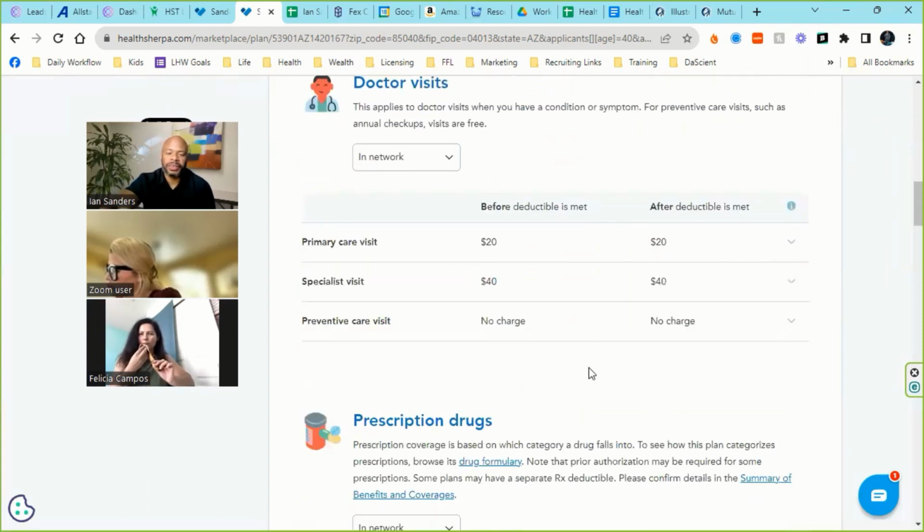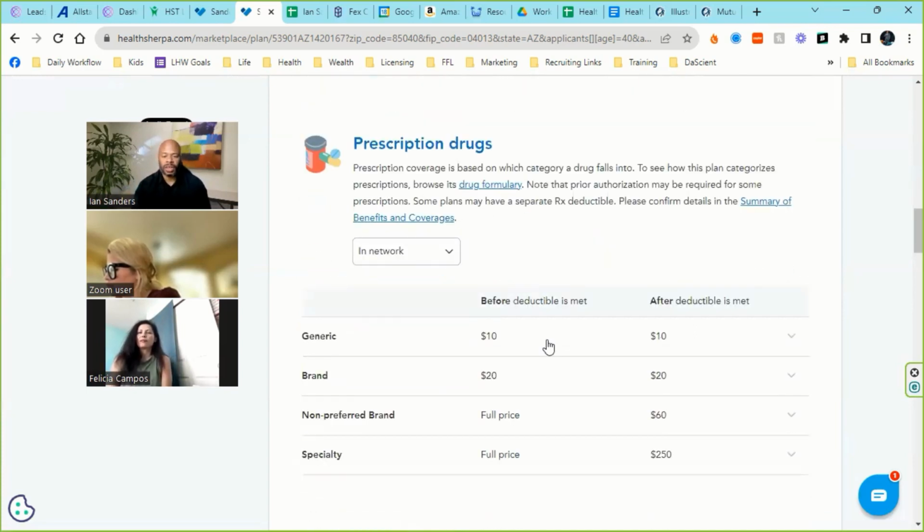Now, that doesn't apply to your doctor's visits because you do just have copays. Whenever you go in for your preventative care visits for you, your husband, your son, there's no charge for those. If you go just to see the primary care doctor because you're sick or just need to check on something, it will be $20. If you're referred to a specialist, that would be $40. With the prescription medications, you'd be looking at $10 for your generics, $20 for your brand name. And if it's something non-preferred or a specialty drug, you'd have to pay the full price for that until you hit your deductible.